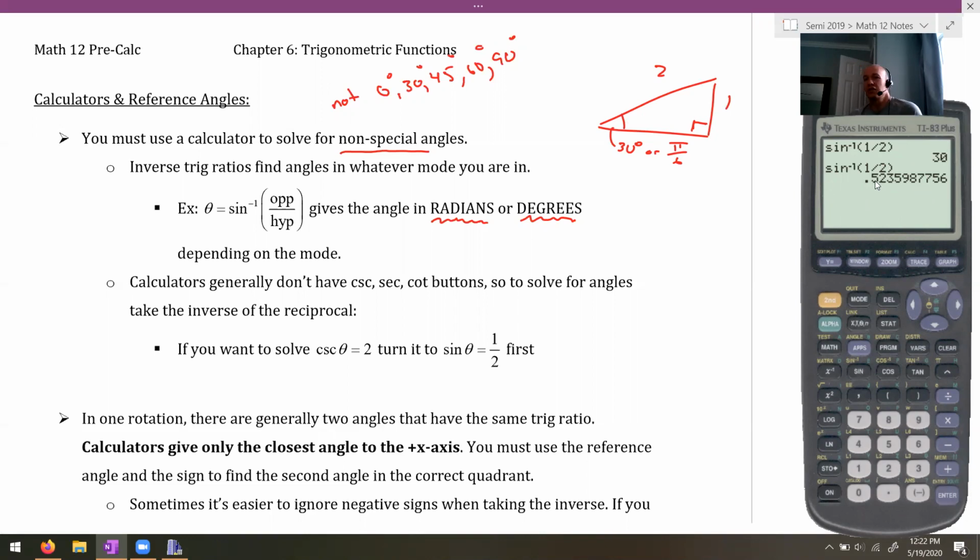Okay, so your calculator is probably not going to spit out pi divided by 6 unless you've got one of those fancy ones, and I know some do. But this one, it's useful to just sort of recognize some stuff. Anyway, just make sure you're in the right mode.